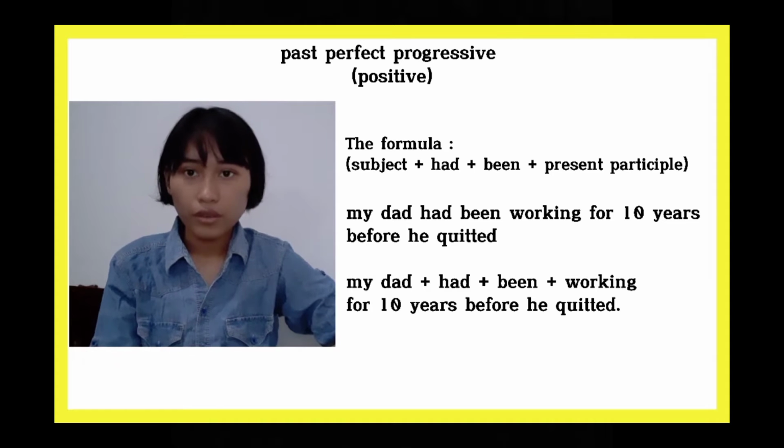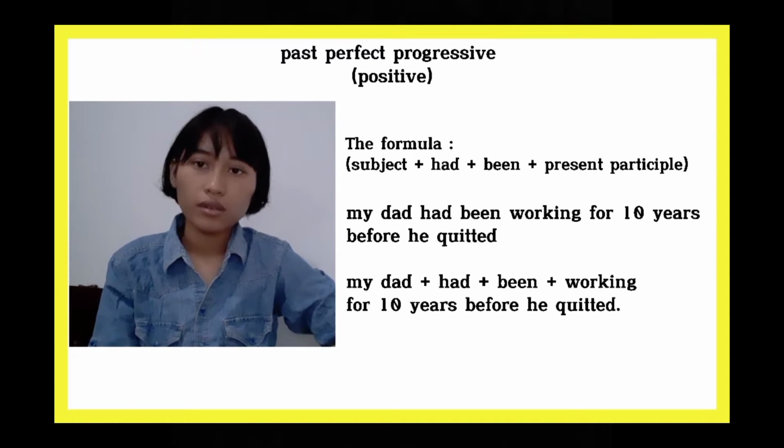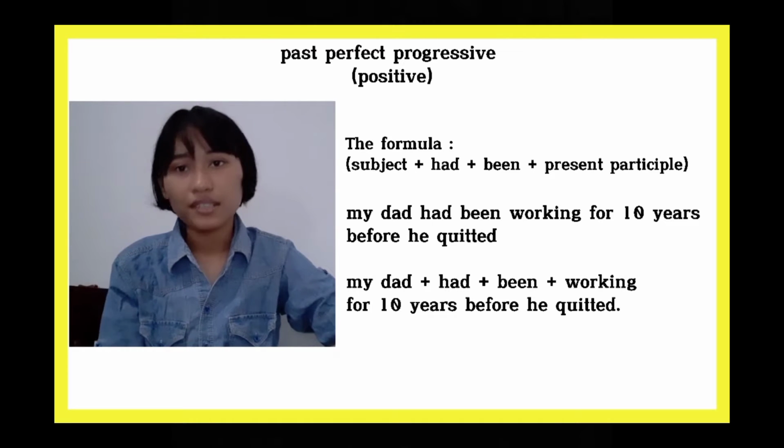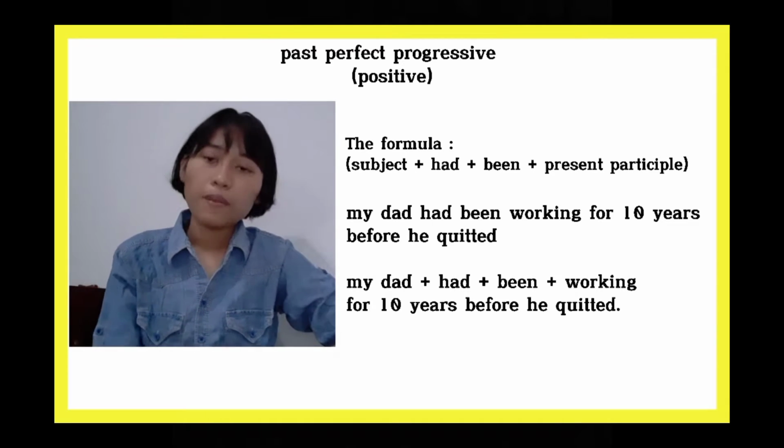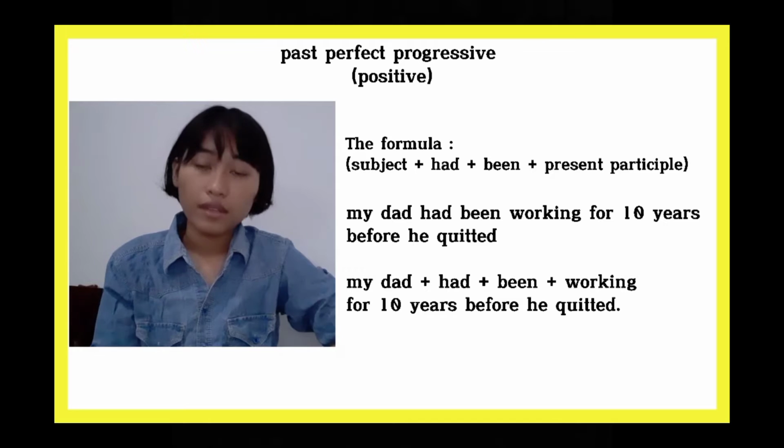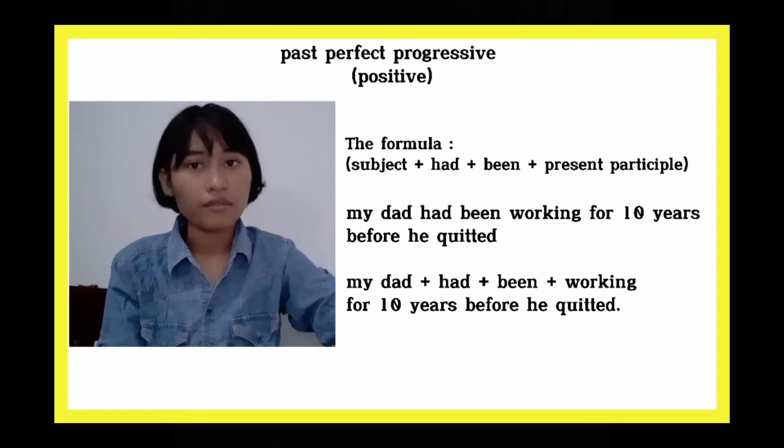Hello, my name is Madhvi Arianti. My ID number is 1120210083. And today I'm going to explain to you the past perfect continuous, or we used to call it past perfect progressive. Before we make a sentence out of it, we need to understand the formula first. The formula is subject plus had plus been plus present participle, or verb ing.